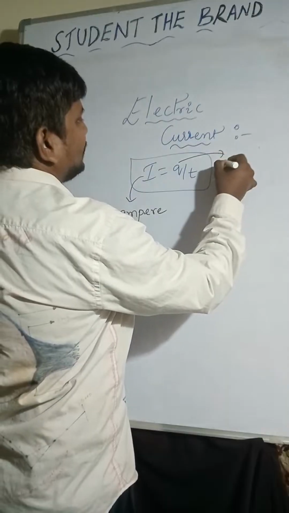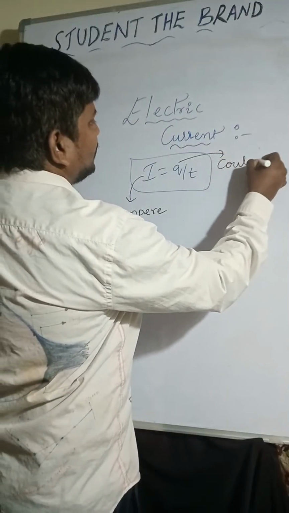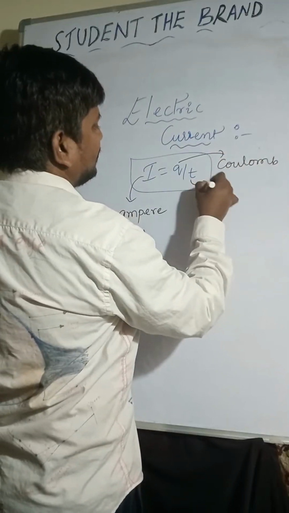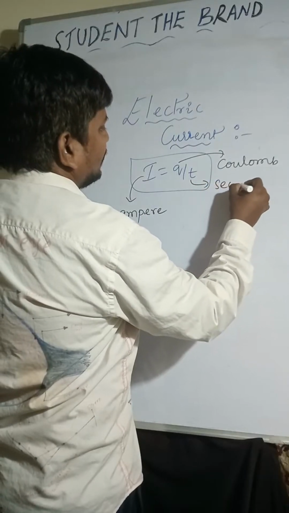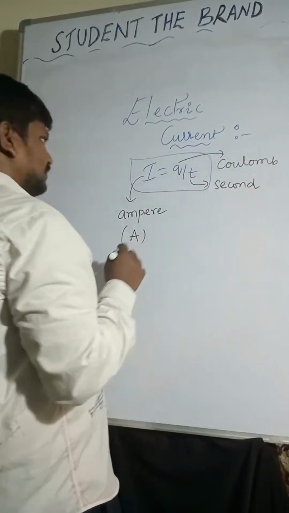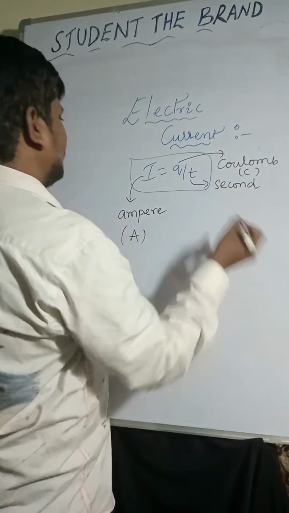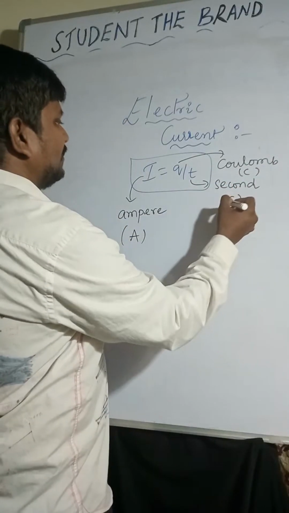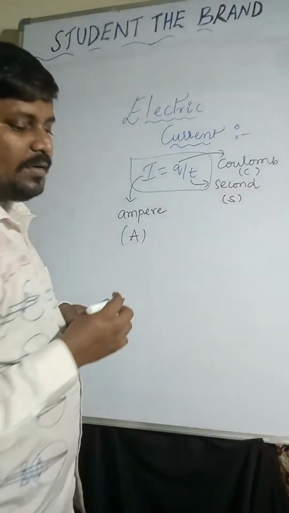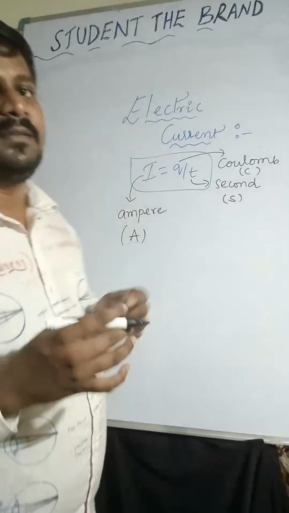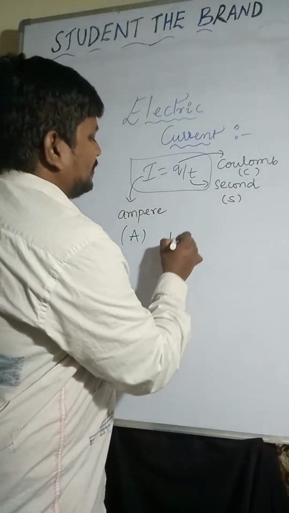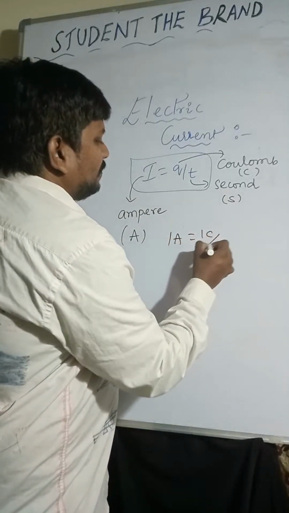The SI unit of charge is coulomb and the SI unit of time is second. Charge we can say C, and time in seconds. 1 ampere equal to 1 coulomb per 1 second.